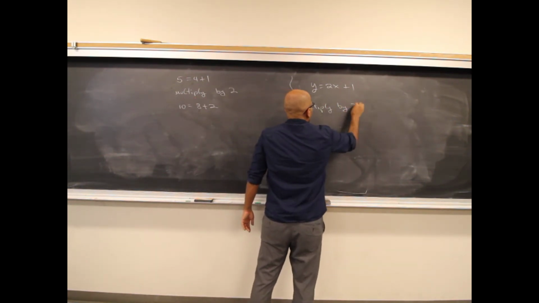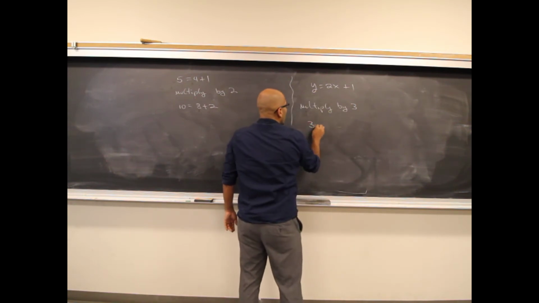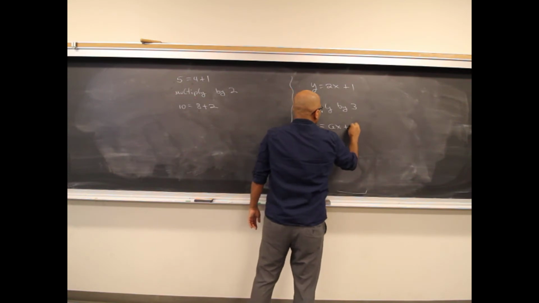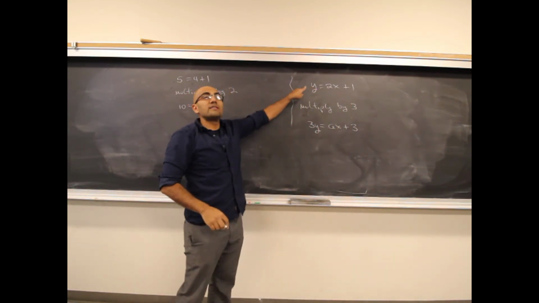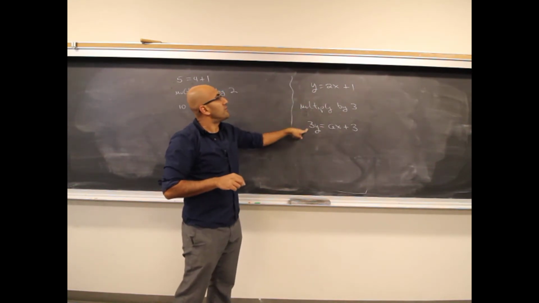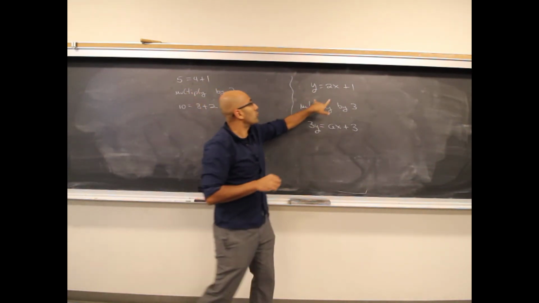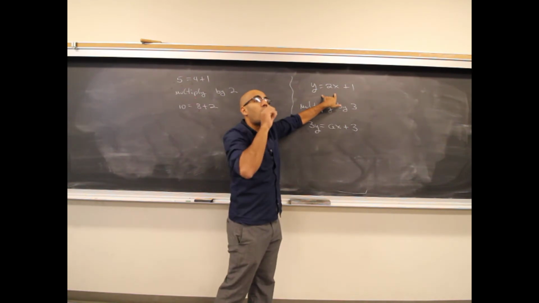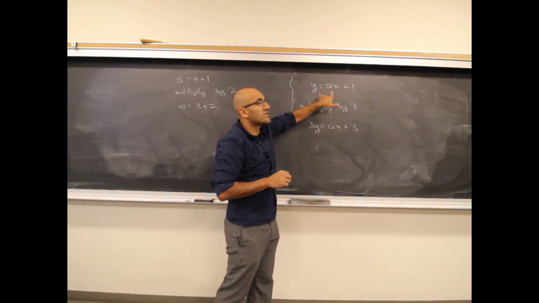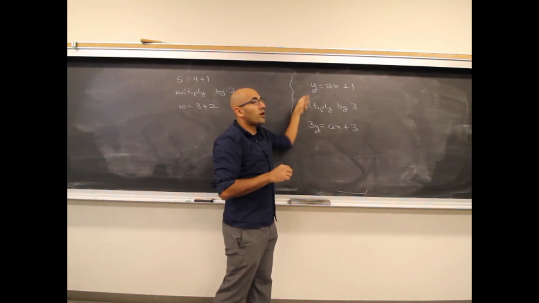Multiply by 3. Okay, so I'll get a new equivalent equation, 3y equals 6x plus 3. If this is a true statement, then that must be a true statement. Part of saying it's an equivalent equation means that the ordered pair solutions there are also the exact same ordered pair solutions there. Whatever works there, works here, because these two are equivalent.